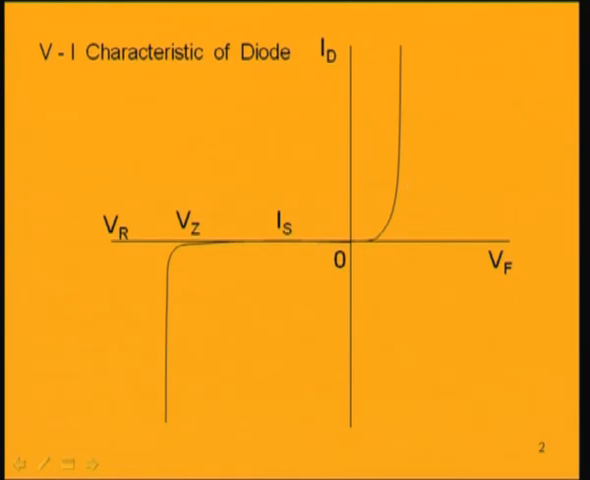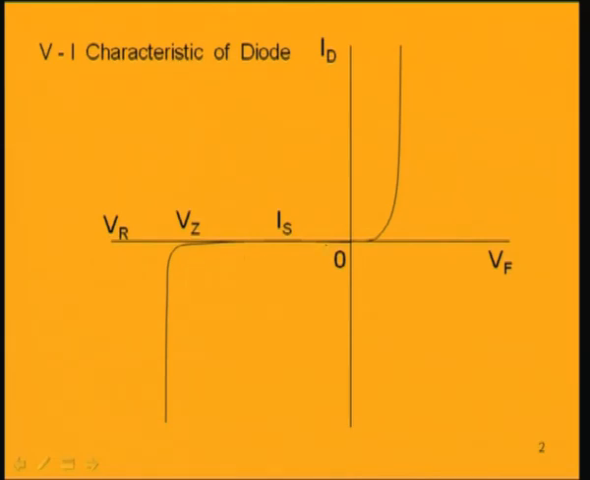Now, let us concentrate on the reverse bias condition. When the reverse bias voltage that is applied across the PN diode is increased, current does not increase significantly. Whatever little current flows is called the reverse saturation current IS, and this is due to the minority carriers present in the diode. Even though we increase the reverse bias voltage, the current does not rise significantly.